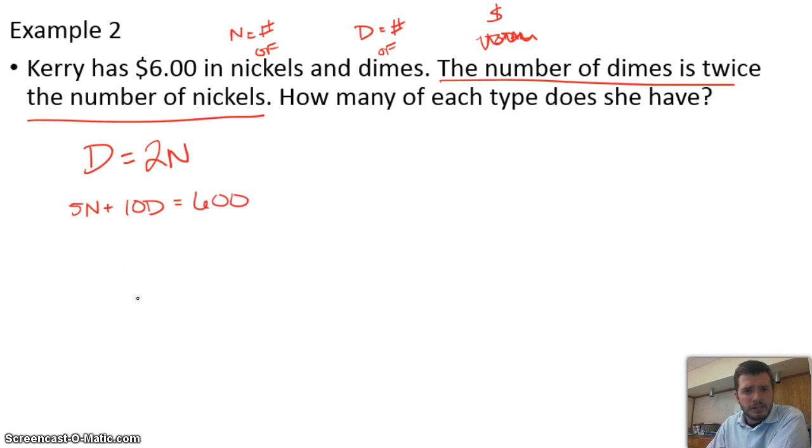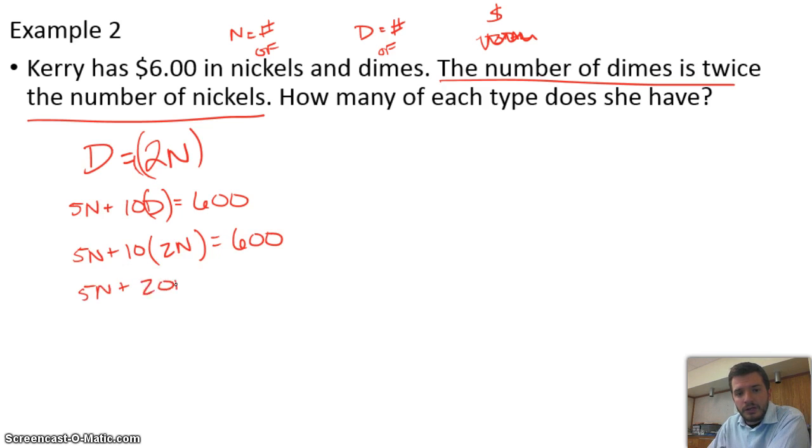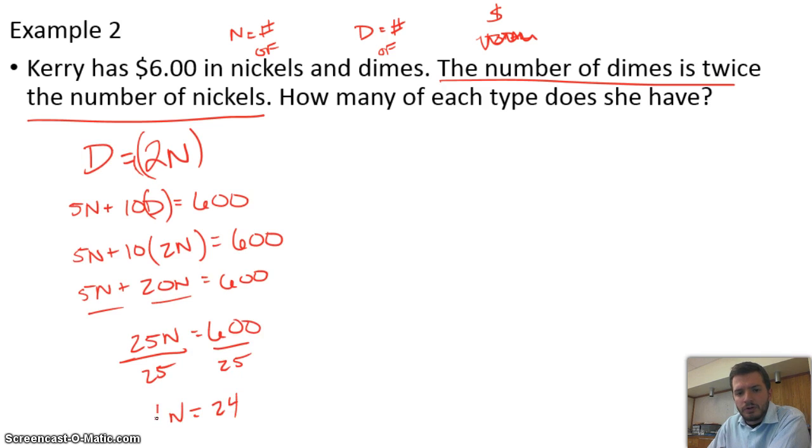Now in this case, it's set up for substitution. I've got D equals 2N. I'm going to take the 2N and plug it in for D right here, and it'll be 5N plus 10 times 2N equals 600. So 5N plus 20N equals 600. Combine your like terms, it'll be 25N equals 600, and divide by 25. So N equals 24. So 24 nickels.